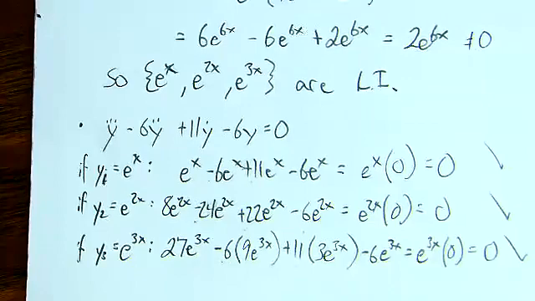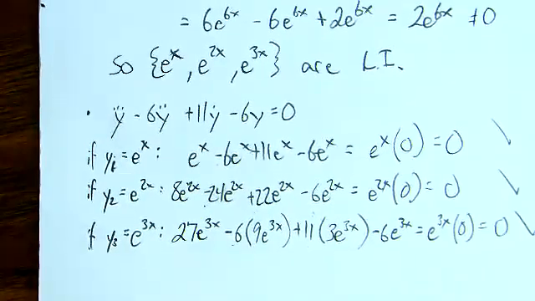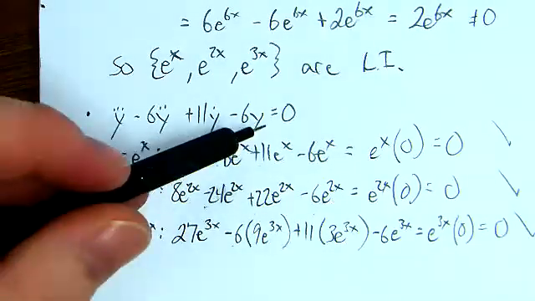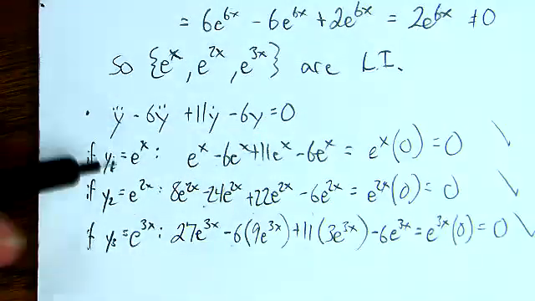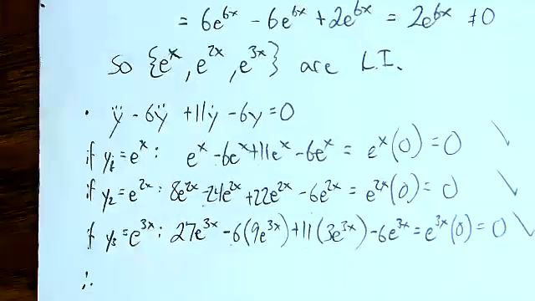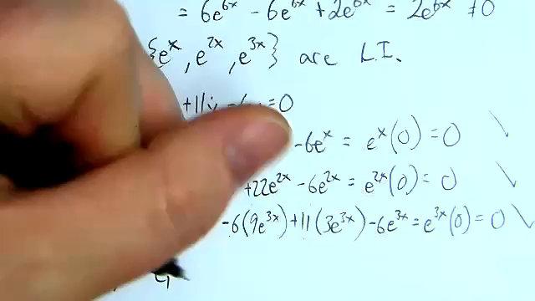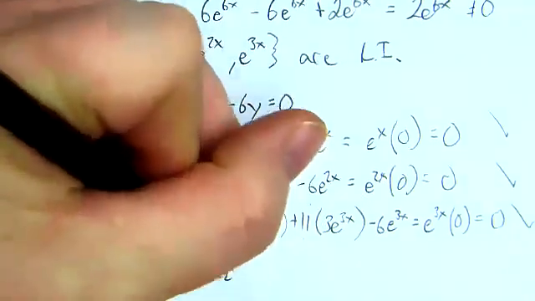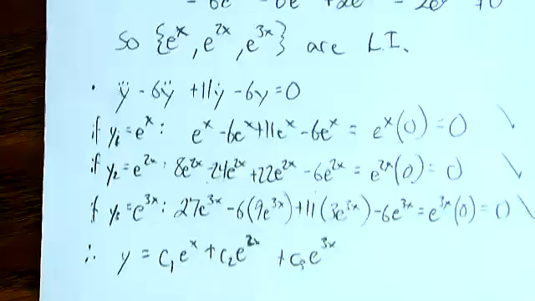And so what we have is 3 linearly independent solutions to this differential equation, which according to our theorem from earlier today, since this is a homogeneous differential equation and each of these solve the homogeneous differential equation, we can construct another solution, which is C1 e to the x plus C2 e to the 2x plus C3 e to the 3x.